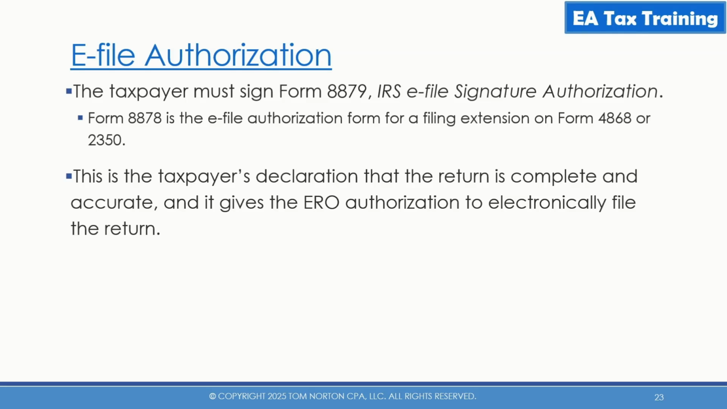But obviously, when you are e-filing, there is no place for them to physically sign. So what you are going to do is give them this Form 8879. That is going to do a couple of things. First of all, it's going to be them saying, yes, this tax return is complete and accurate under penalties of perjury, just like if they sign the return. And it's going to say, I give this ERO permission to e-file my tax return.